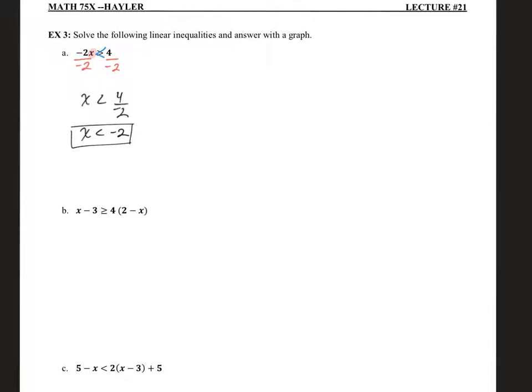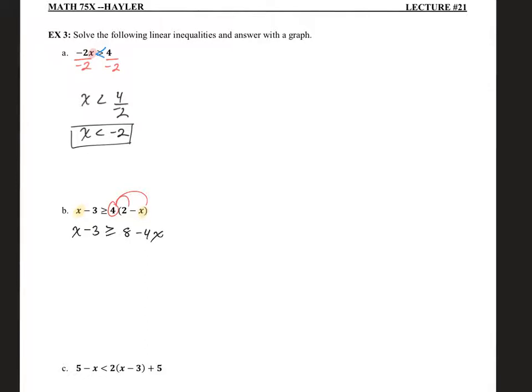So for the next one, we have a greater than or equal sign. And we're trying to solve for x, and x appears in 2 places. And one of those places, it's in a parenthesis. So let's go ahead and get rid of that parenthesis first. Multiply the 4 in, and we get x minus 3 is greater than or equal to 8 minus 4x.